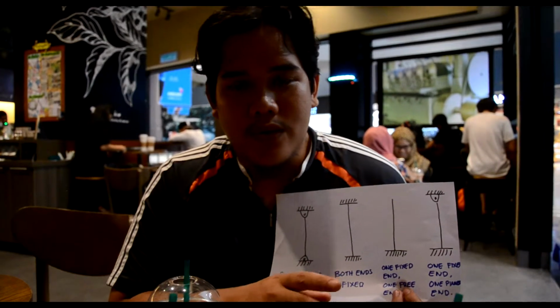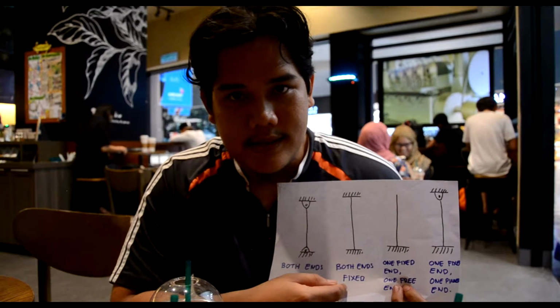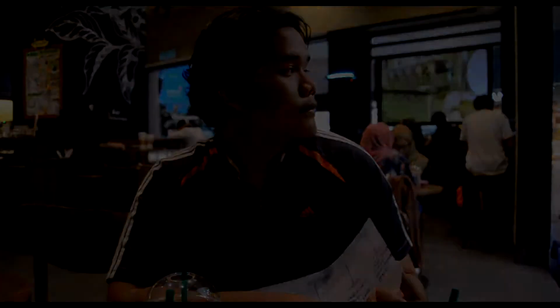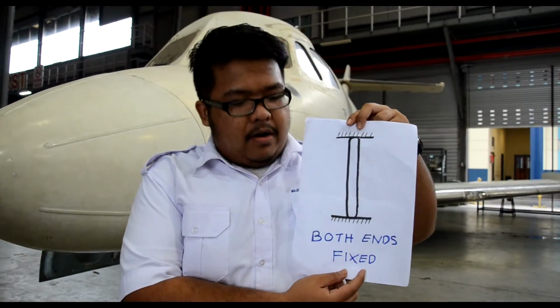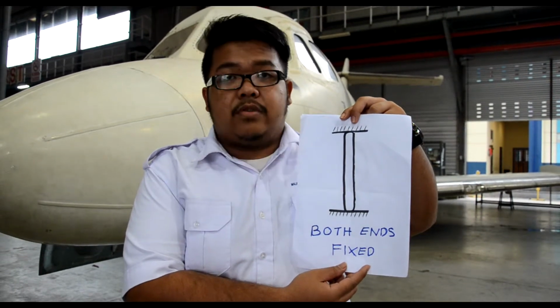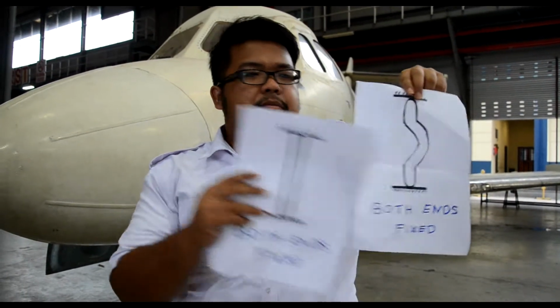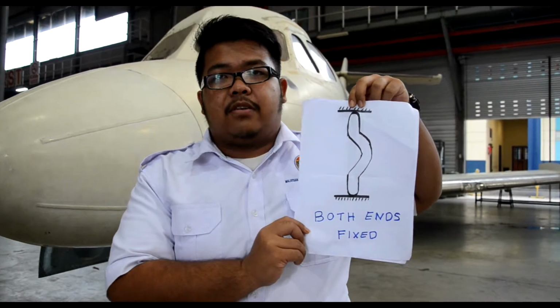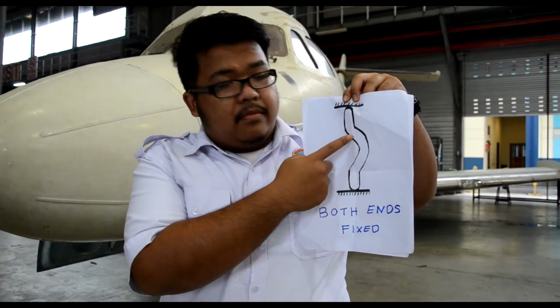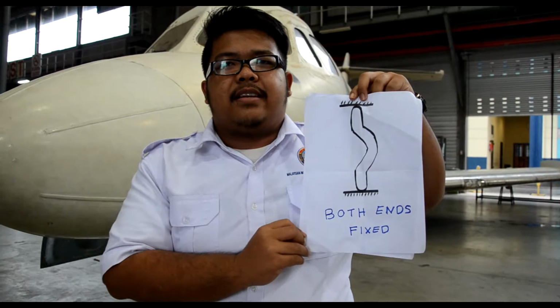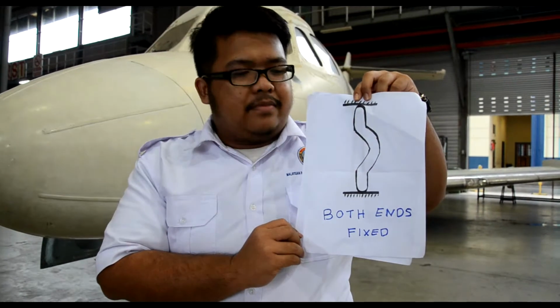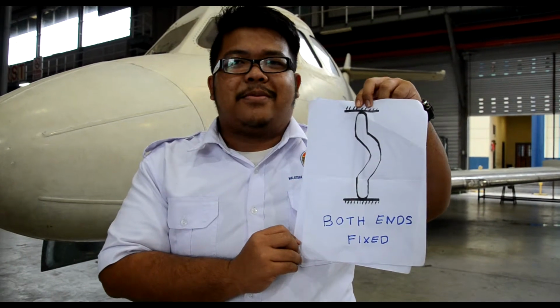Alright, next we explain about both ends fixed. Another type of column is both ends fixed. This picture shows before we apply force to the both ends fixed, and another picture after we apply the force. From this point to this point is the effective length. We conclude that effective length equals 0.5 times length. Thank you.